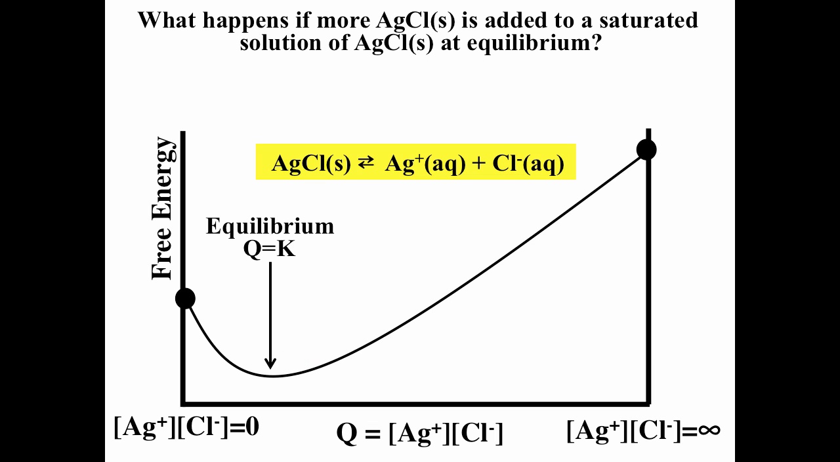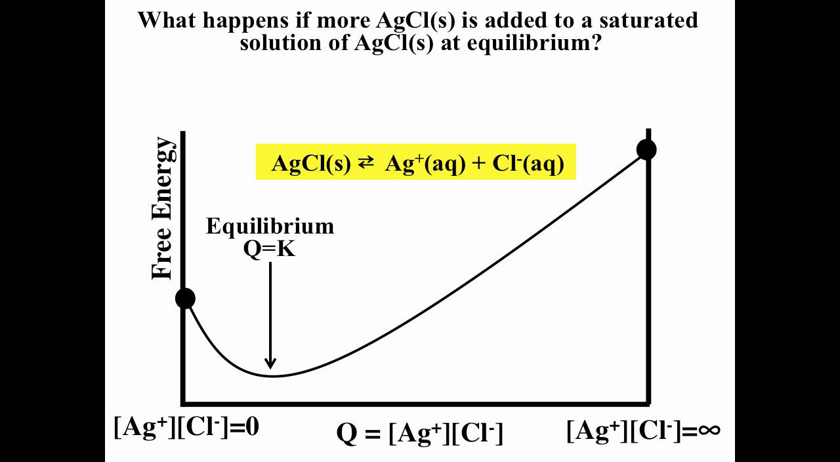Now again, we can think about having the silver chloride saturated solution at equilibrium. And then what happens if we add silver chloride solid? Well, again, if we look at Q, it's just equal to the silver ion concentration times the chloride ion concentration. Pure solids and pure liquids don't appear in the reaction quotient.